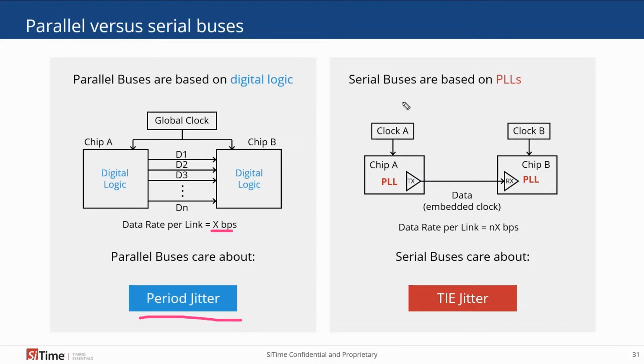On the other hand, serial buses are based on phase lock loop technology. So you have a clock that's driving data onto a channel using a phase lock loop. And therefore, the relevant type of jitter for that clock is time interval error jitter for the reasons that we discussed earlier. And in this case, there's only one link here, and that link throughput is n times x bits per second. So the relevant type of jitter for serial buses is time interval error jitter.